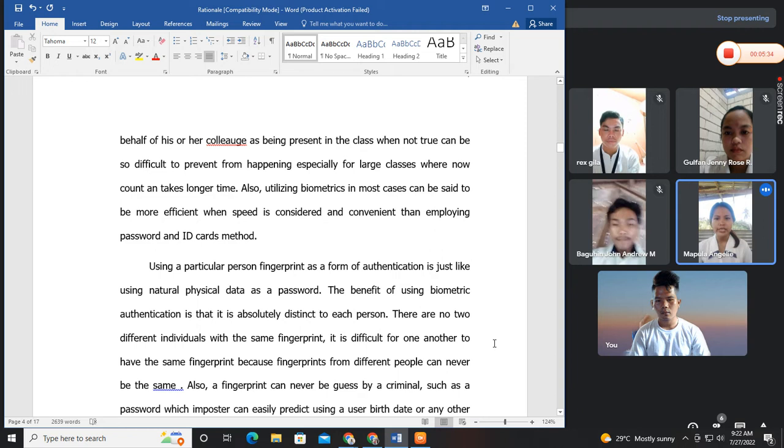Review of related literature. Review of related system technical background. Review of related literature and studies.